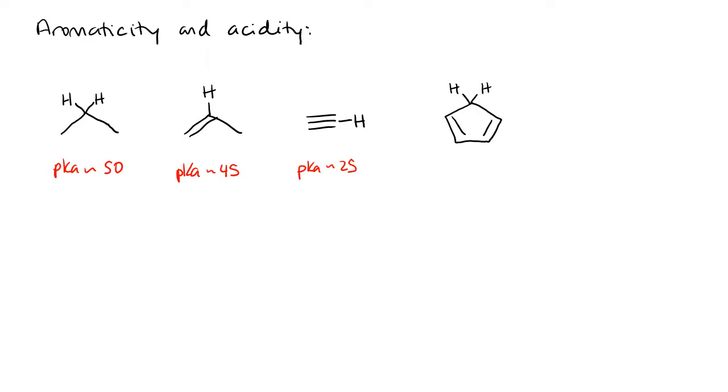Now let's go ahead and take a look at this molecule. We have two hydrogens attached to an sp3 hybridized carbon. These hydrogens actually have a pKa of about 16, so it's even more acidic than hydrogens bound to sp hybridized orbitals. So let's see why that's the case. Now, this molecule as a whole is considered non-aromatic, and that's because it contains an sp3 hybridized carbon.